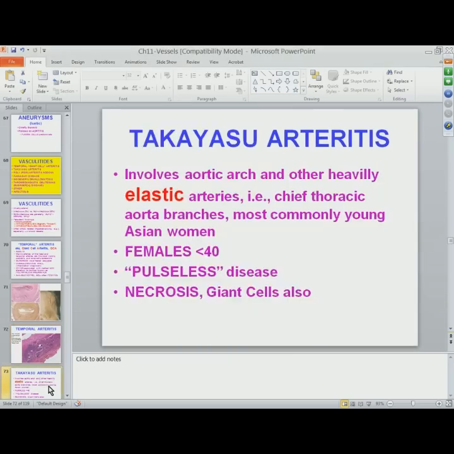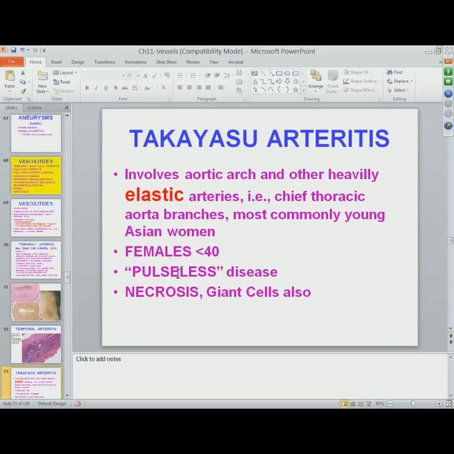Another granulomatous arteritis is called Takayasu. You'll probably never see it. I never saw it. It loves arteries which are heavily elasticized. Remember, in the aorta, the whole wall is elastic fibers. In the main thoracic branches of the aorta, common carotid, subclavian, you also have a lot of elastic tissue, not just one single internal elastic lamina. Well, Takayasu loves those big arteries. It's usually in young Asian women.